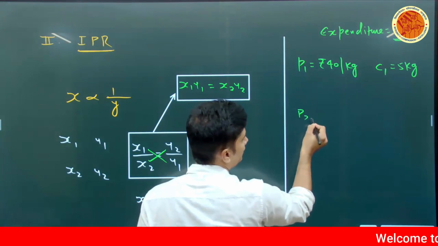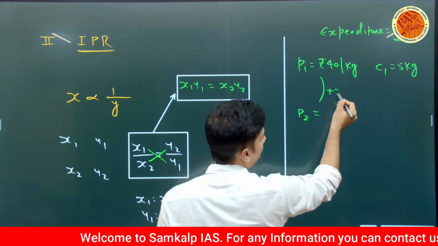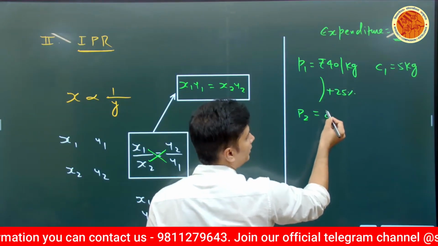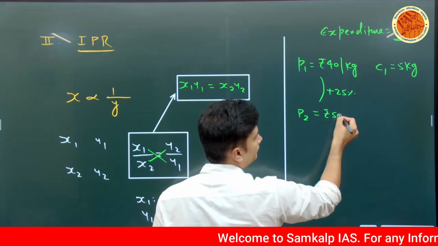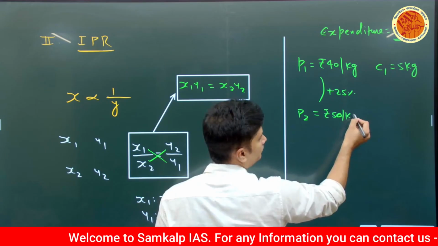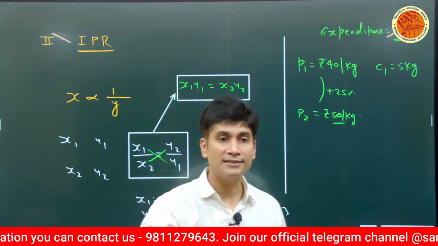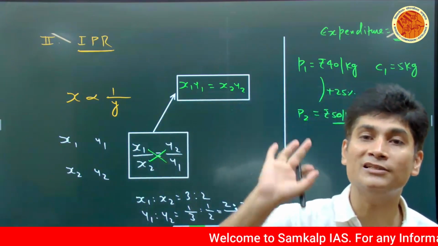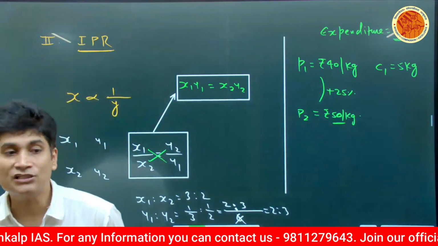25% increase means 25 means 1/4. A 1/4 increase means now the price will become 50. 50 rupees per kilogram. But the price has increased, but the expenditure remained the same, expenditure remained constant. There is no increase or change in expenditure.